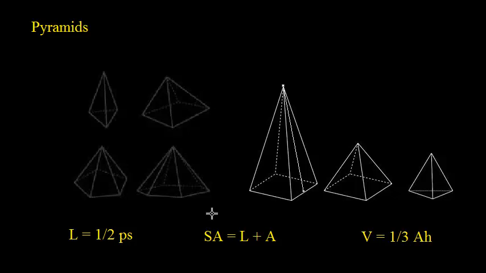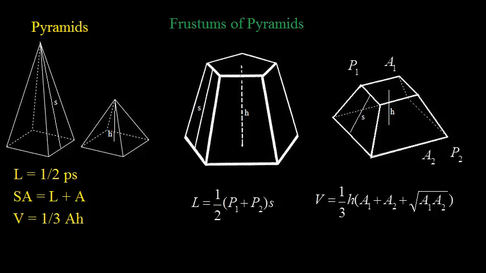Our total surface area, again, is the lateral surface area plus the area of the base, this time just one base since there is only one base for pyramids. Then our volume is 1/3 times the area of the base times the height of the pyramid. The height of a pyramid goes from that top point down to the base and is perfectly perpendicular with the base. For frustums of pyramids, our formulas are a little more complicated, but again, the pieces are the same.